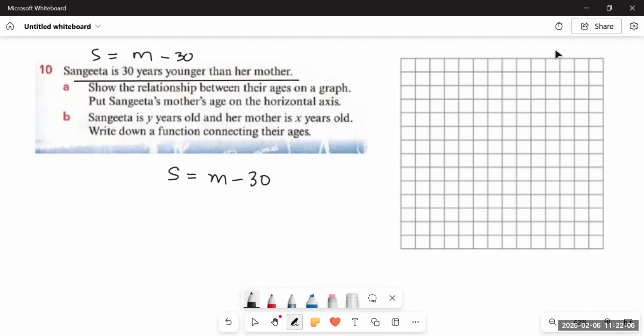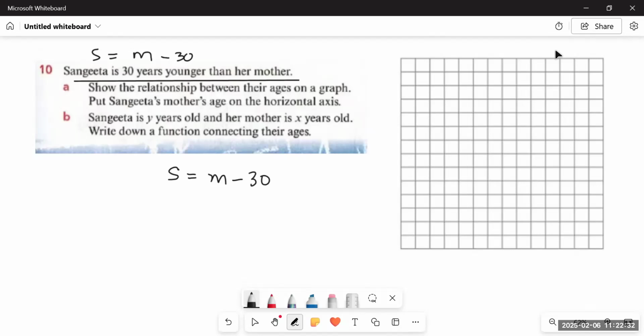Now we have to show the relationship between their ages on a graph. Put Sangeeta's mother's age on the horizontal axis. Earlier in question number 9, there was no compulsion about which quantity to keep on the horizontal axis, that is the x-axis, and which one on the y-axis, that is the vertical axis. But in this particular question, we have to keep Sangeeta's mother's age on the horizontal axis.